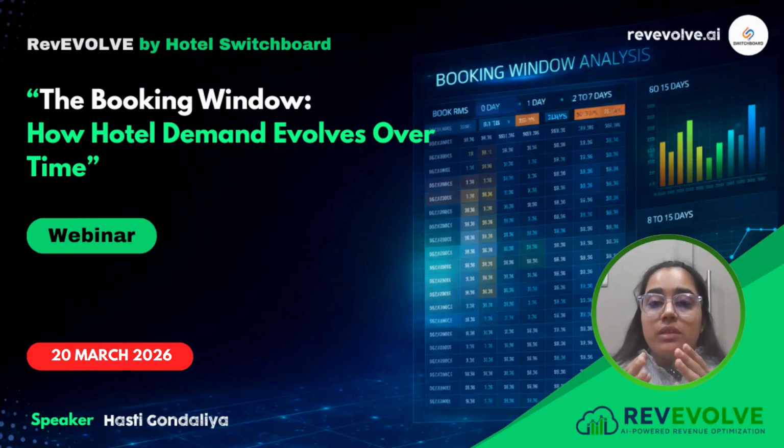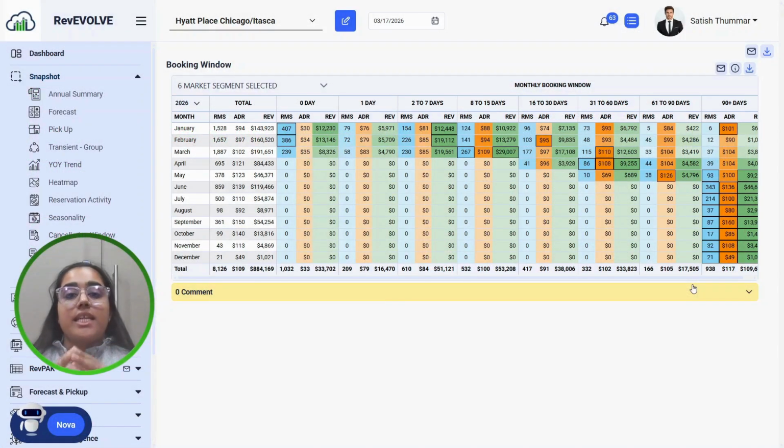So we want to understand both the overall demand pattern as well as the specific dates that are actually driving the patterns. And this is exactly where the booking window widget inside RevEVOLVE becomes extremely powerful. RevEVOLVE provides two complementary views that work together. One is the monthly booking window widget and another is the day-to-day booking window widget.